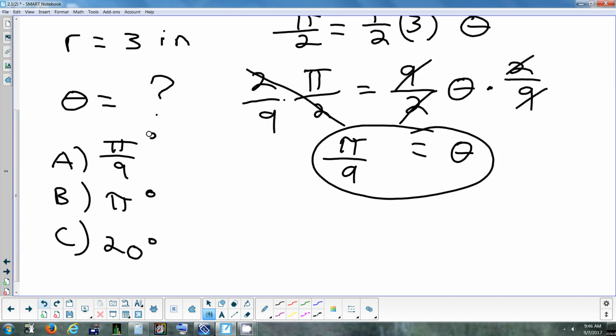Now, what if they did this? Which answer is correct now? A. That idea is going to come up on the test. So keep that in mind. If it's a multiple choice question and they put degree symbols for the answer, you might have to convert what you got, which is in radians, because that's how the formula works, to the way the answer is written on the test. Okay? So just keep that in mind.